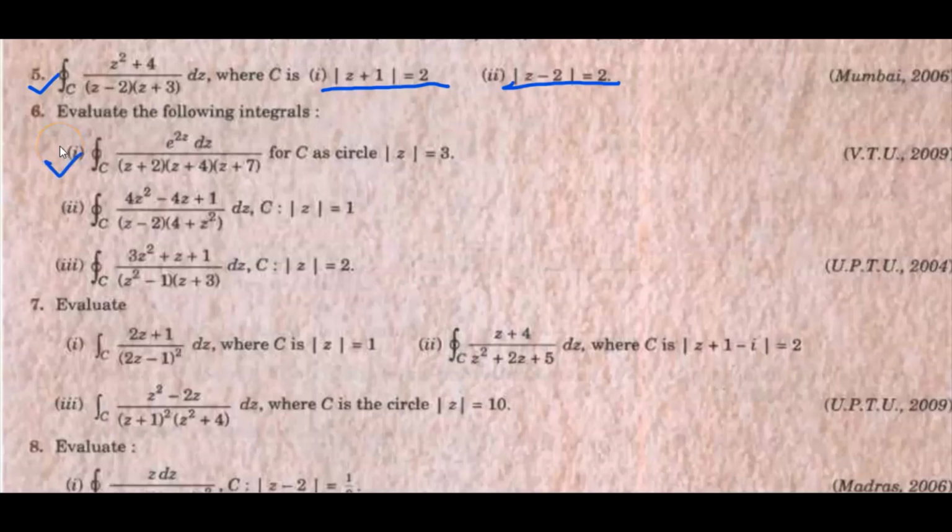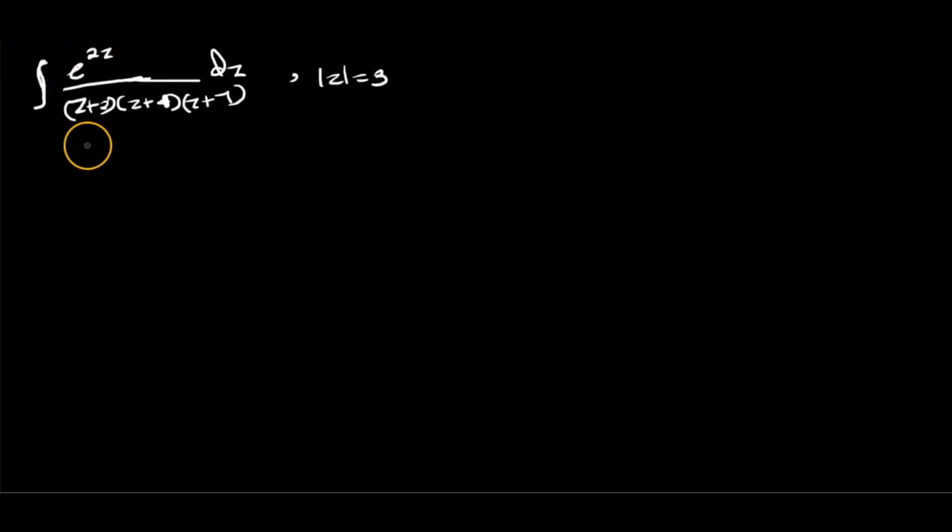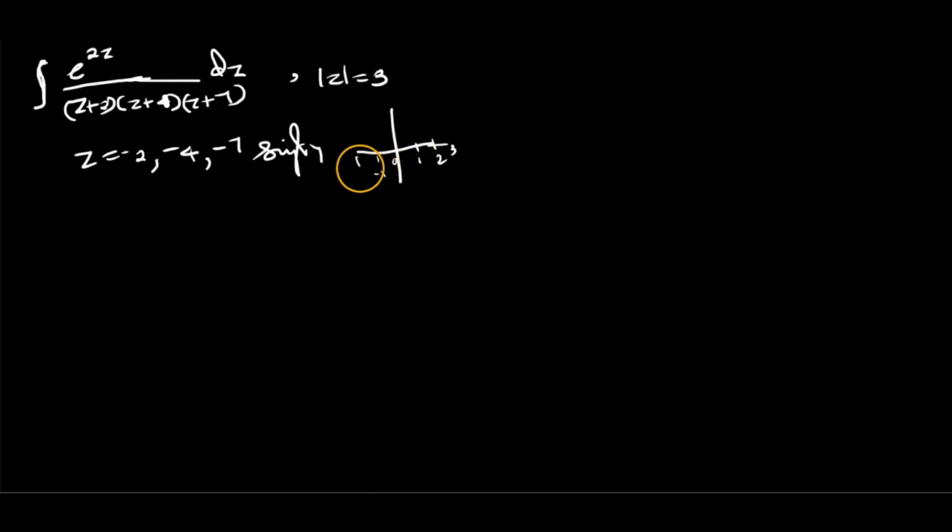Now next question. Integral over C of e raised to 2z dz divided by (z plus 2)(z plus 4)(z plus 7), for the circle mod z equal to 3. Z equal to minus 2, minus 4, minus 7 are the singularities. And mod z equal to 3 means center 0, radius 3. That means 0, 1, 2, 3 and minus 1, minus 2, minus 3. So minus 2 is inside and all others are outside the circle.